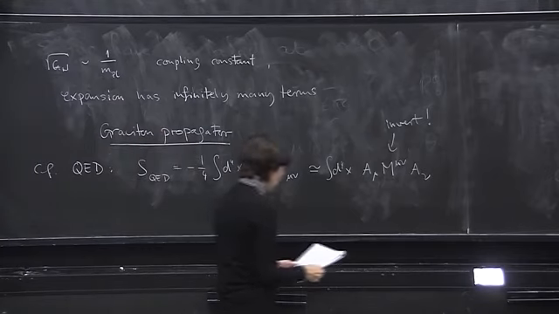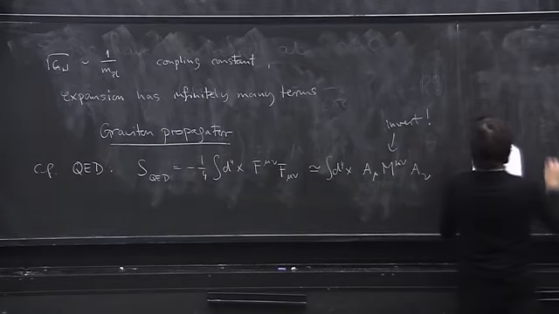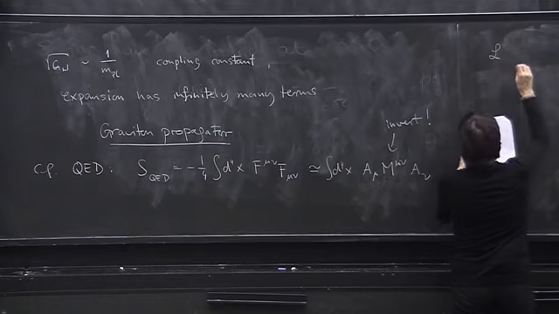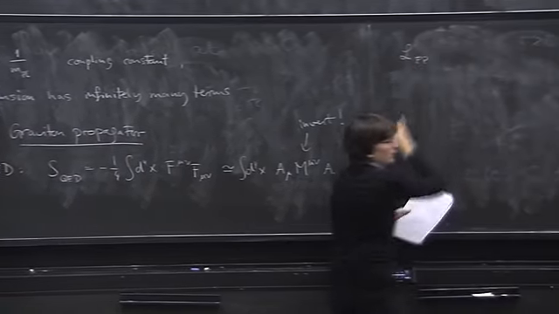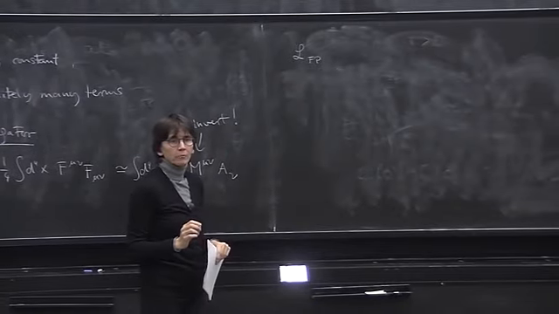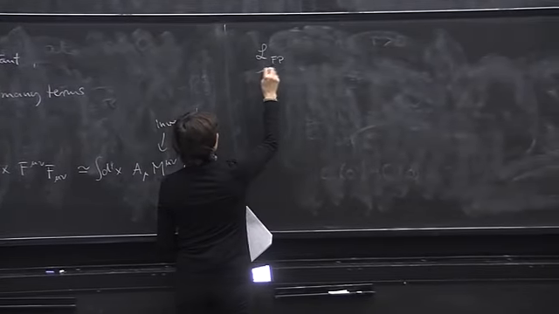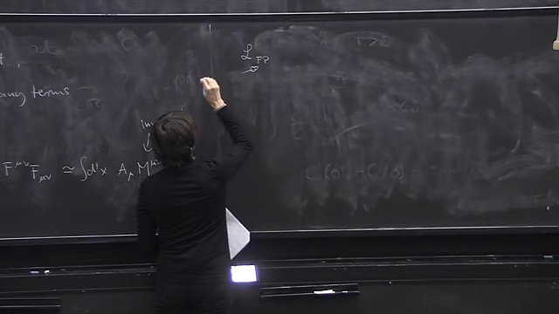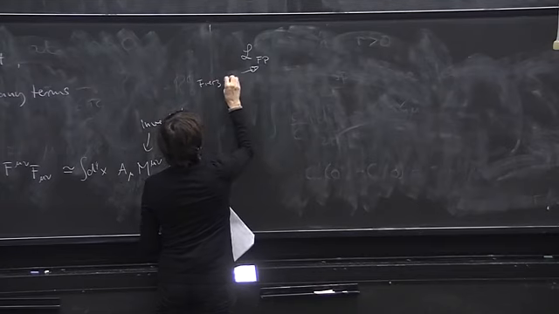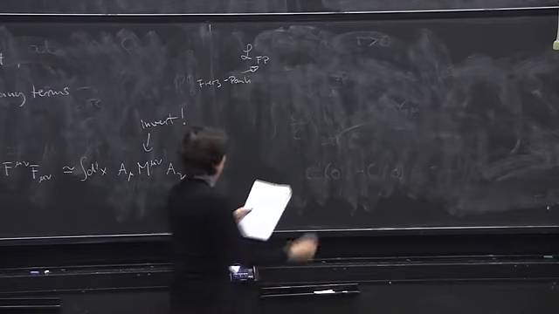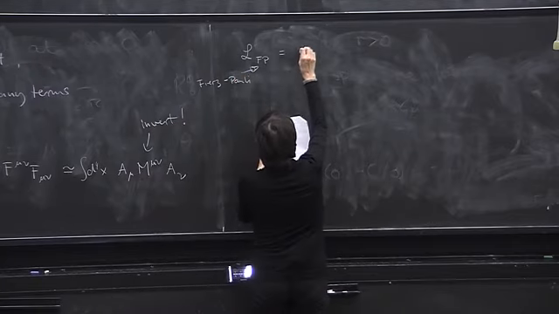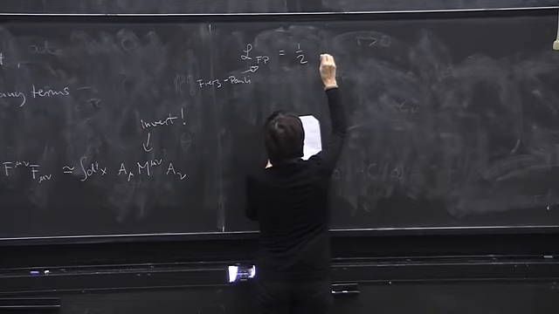So let me write down what the relevant Lagrangian density is for gravity. FP here stands for Fierz-Pauli. They first came up with this action for linearized gravity. So this is the Fierz-Pauli Lagrangian. Now, what does it look like?